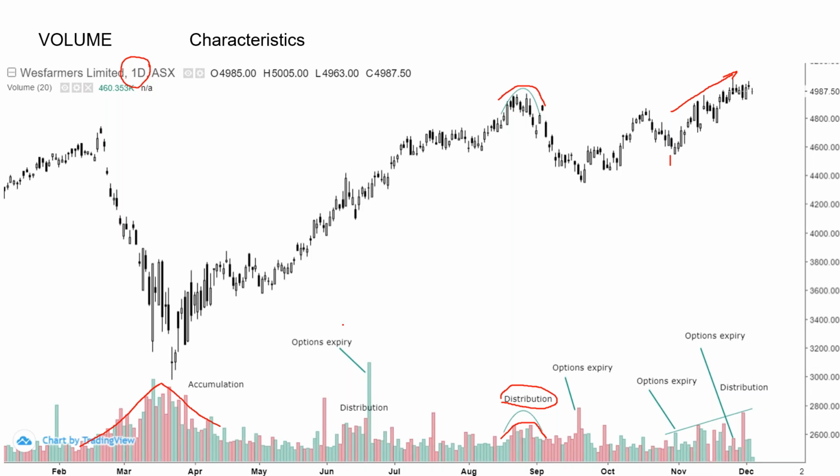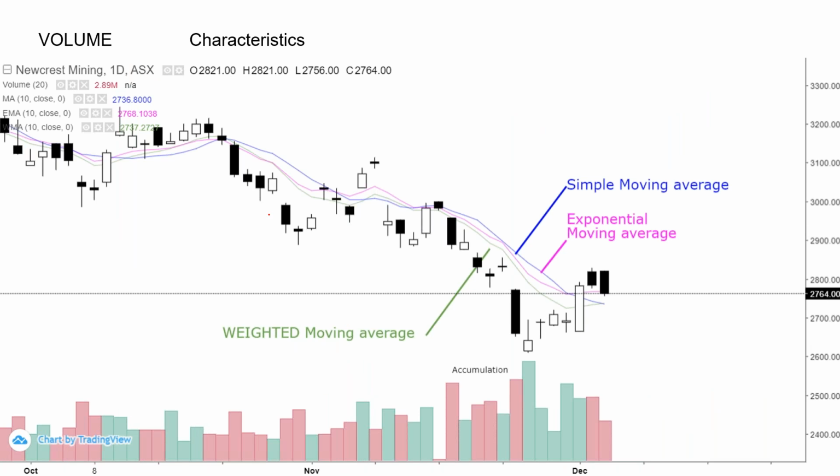Now, we're back to the Newcrest Mining chart that we looked at earlier with our averages on there. Newcrest is in a daily downtrend. We discussed this a bit earlier, daily downtrend on Newcrest.